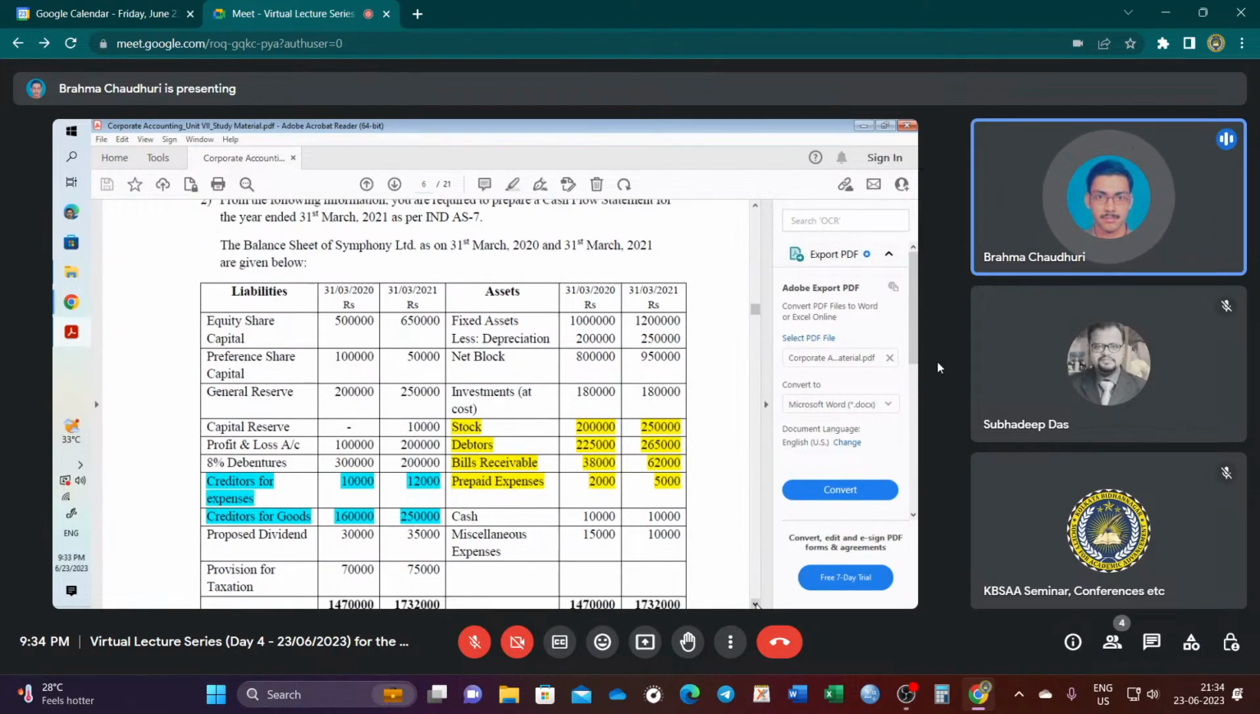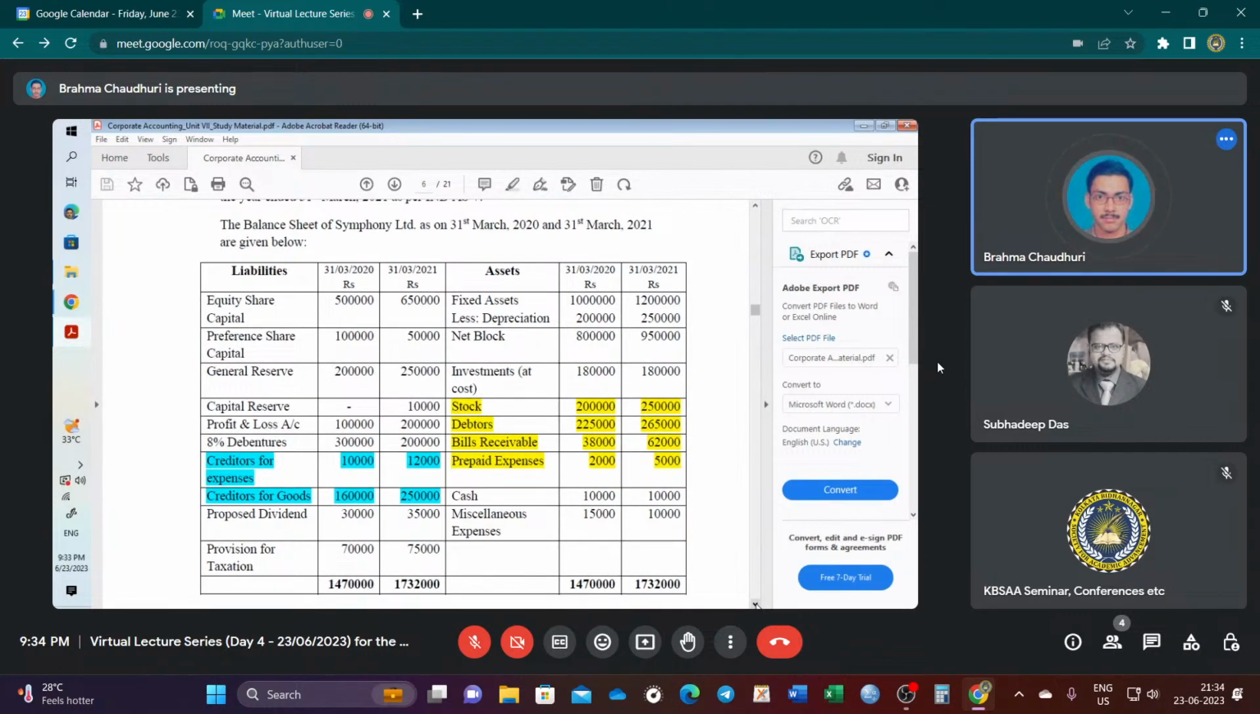Nowadays the balance sheet, that is the statement of financial position, is prepared in a vertical manner. So in your problems on cash flow statement, you will find similar problems in a vertical manner. It will be shown in a vertical manner, but for simplicity, I have shown it in the horizontal manner.